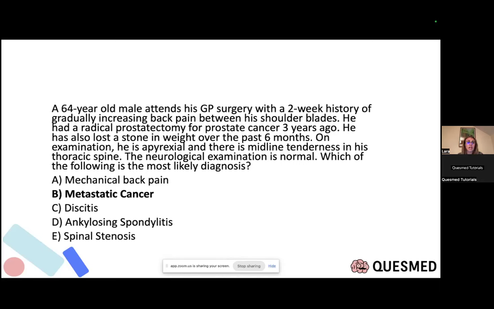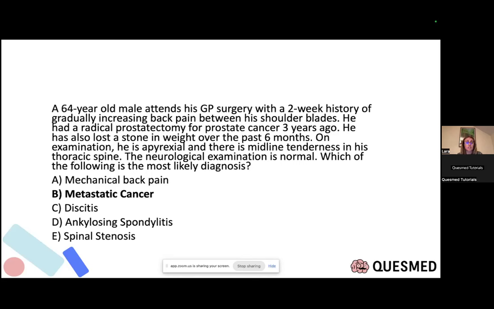So if we go through the stem, it's a 64-year-old male with a 2-week history of gradually increasing back pain between his shoulder blades. Back pain between the shoulder blades makes you think this is really unusual. It is either thoracic or even cervical back pain, but it's also going towards the back. When I first read this question, I also thought, what else causes radiating back pain between the shoulder blades, and scarier things like an aortic dissection? So this should get your back up as a question that's pointing at a serious pathology.